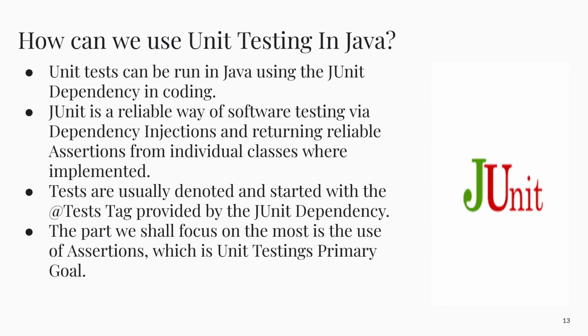Finally, how can we use unit testing exactly in Java? Unit tests can be run in Java by using the JUnit dependency in coding. JUnit is the most reliable way of software testing via dependency injections and returning reliable assertions from an individual class where they were implemented. Tests are usually denoted and started with the @Test tag provided by the JUnit dependency. The part that we shall focus on in these slides is the use of assertions, which is unit testing's primary and only goal at the end of testing.